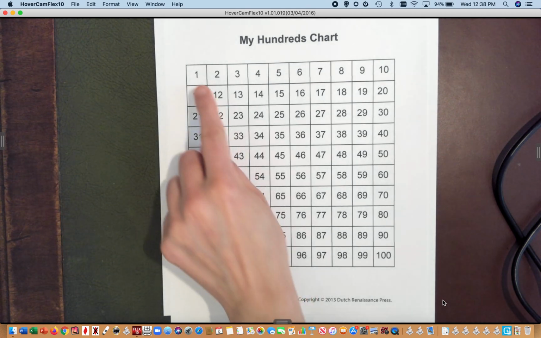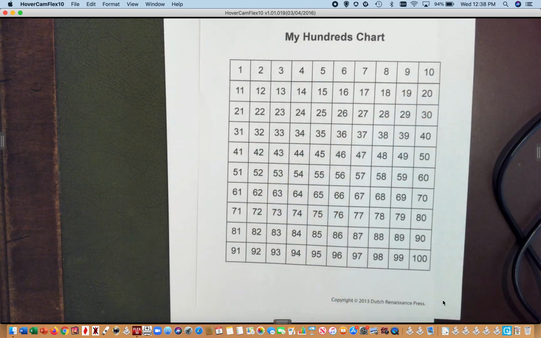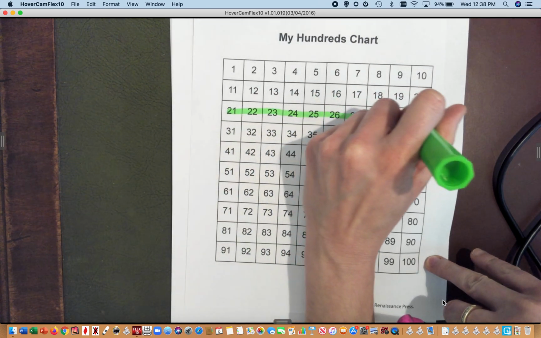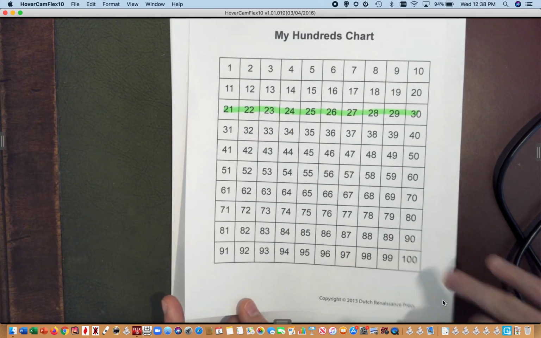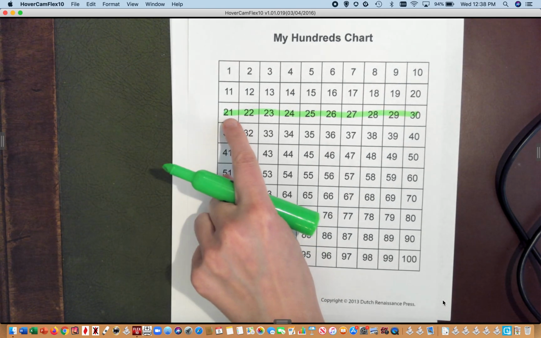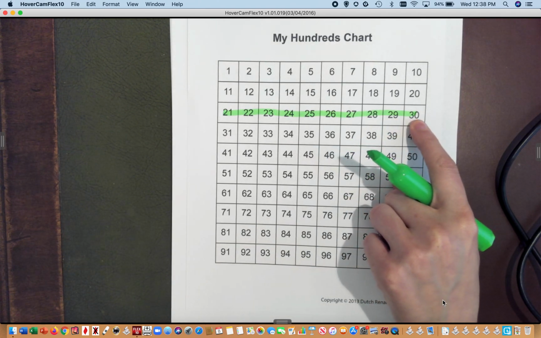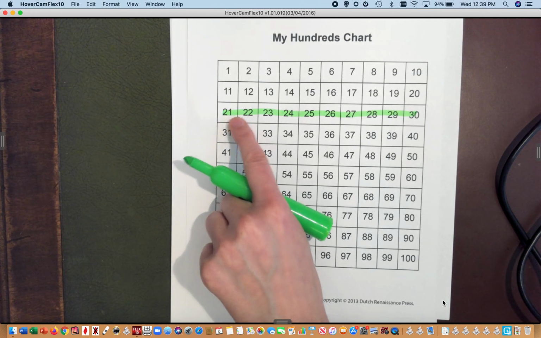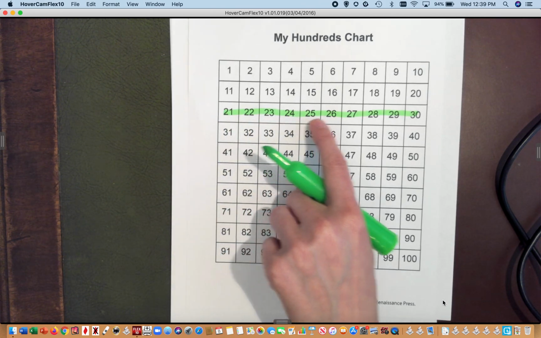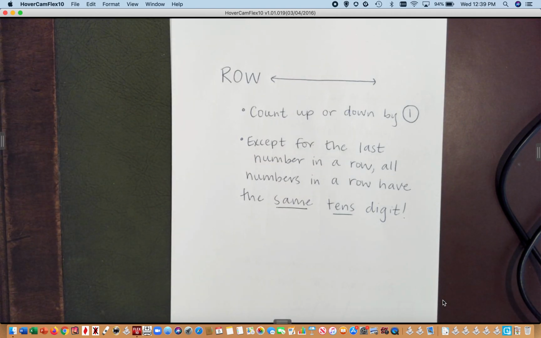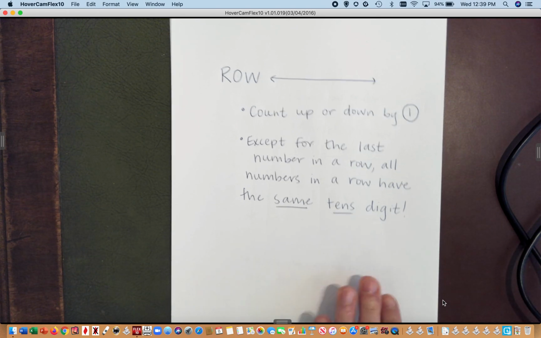Now we know that the top row is going to be a little bit different, but if I took my highlighter and I highlighted across this row of 20s and 30s, I would notice that that's true. All of these start with the 2 in the tens place, except for the last number where it changes to the 30s. And the ones place goes up by 1 digit or 1 number every time. So that is important to remember when you're doing these puzzles. What is a row? Great job, mathematicians.